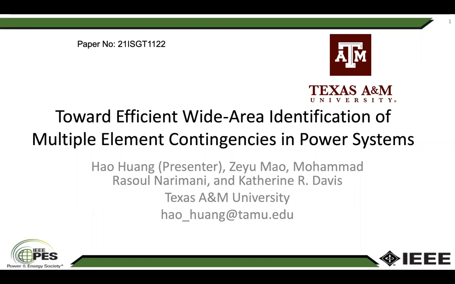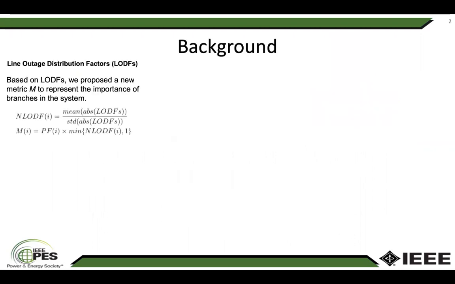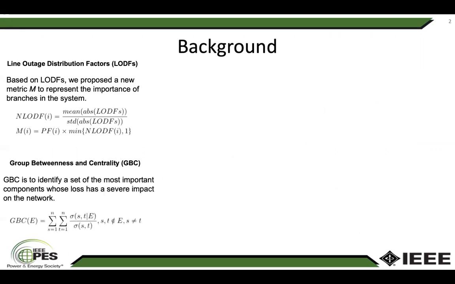Today, I'm going to present our paper, Toward Efficient Wide Area Identification of Multiple Element Contingencies in Power Systems. In this paper, we use the line outage distribution factors to formulate new metrics, the NLODF and M, to represent the importance of branches in the system. We use the group betweenness centrality to identify a set of the most critical elements in the network whose loss has a severe impact to the system.